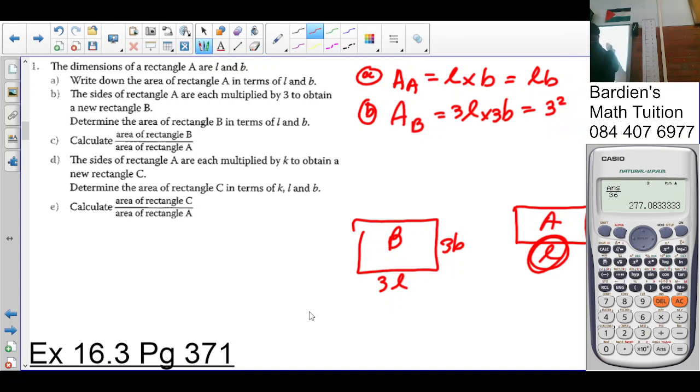Not the O, it's the L. Okay, so what do you want to say here? You want to say 9? Yes, you can say 9, no problem.